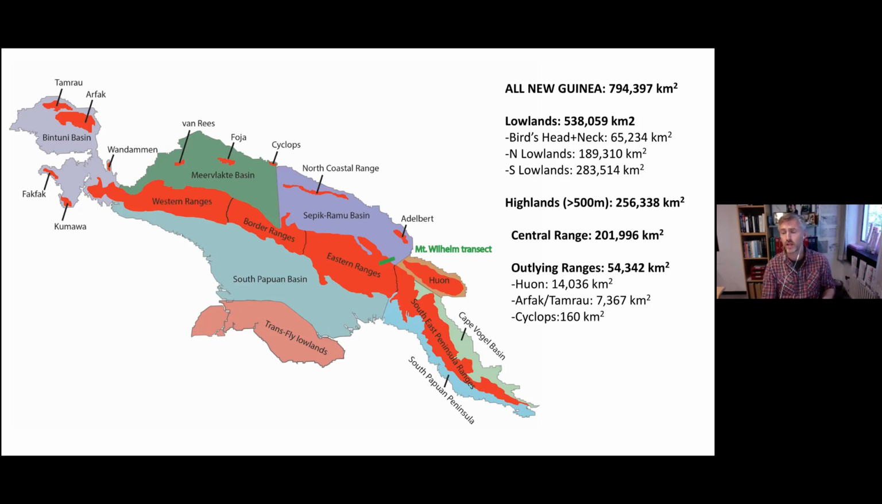Then these outlying ranges vary in size. So we have the Huon Mountains down here that are some 14,000 square kilometers. And then we have the tiny, tiny Cyclop mountains that only consist of 160 square kilometers. So there's a lot of different montane islands in all sorts of sizes across the island.